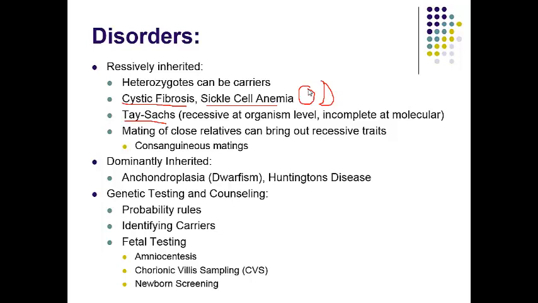There are several tests out there that we can use to identify these disorders or predict the likelihood of passing on these disorders to your offspring. One thing we could use is just the probability rules, right? If two individuals are carriers and it's a recessively inherited disorder, we know that they have a 25% chance of passing on that disorder. We could also use a pedigree analysis. A pedigree analysis can also be used to identify the genotypes of individuals in a family and predict the likelihood of passing that lethal gene on.